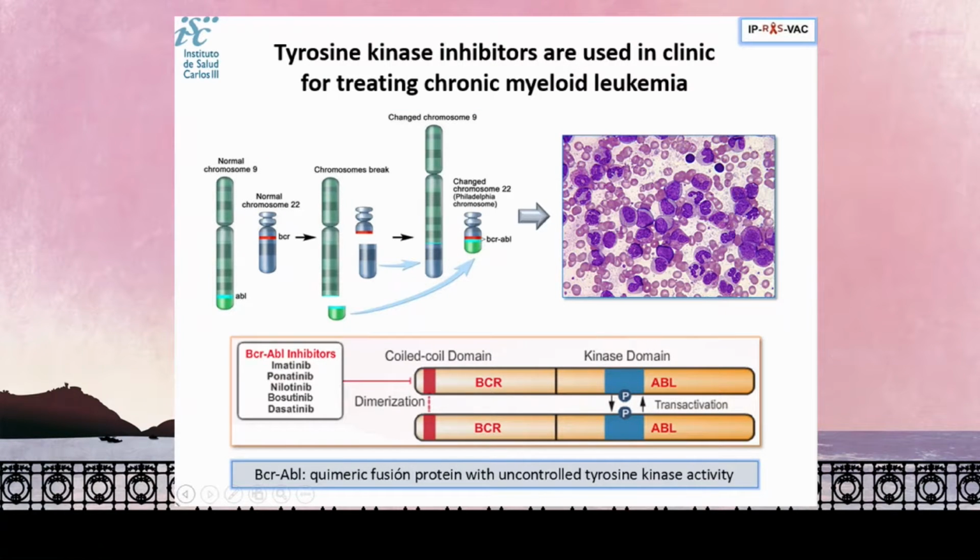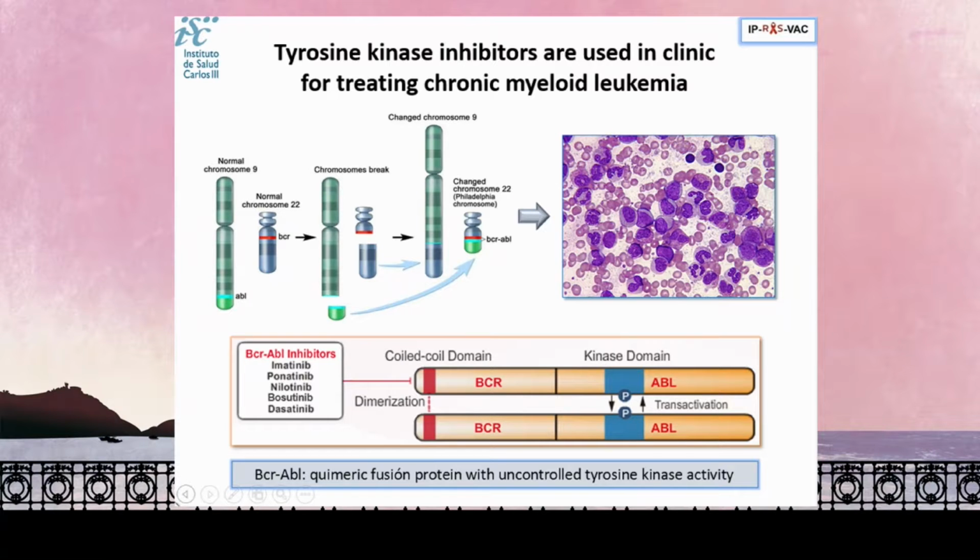At this point, we searched for inhibitors specific to this tyrosine kinase that are used in the clinic for treating chronic myeloid leukemia. This cancer is due to the formation of a break in two chromosomes, chromosome 9 and chromosome 22, that form a new chromosome called the Philadelphia chromosome, in which there is a new kinase that is constitutively activated, called BCR-ABL.